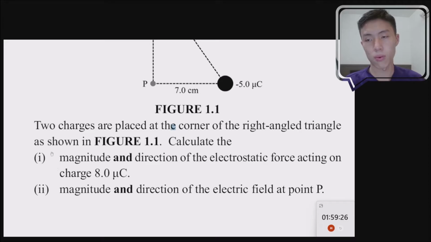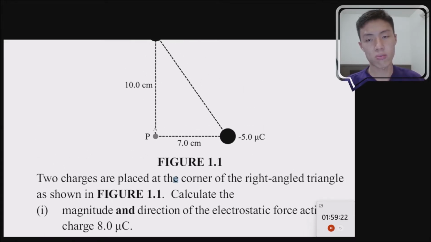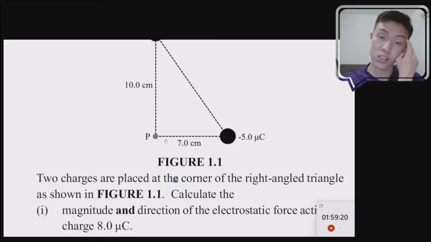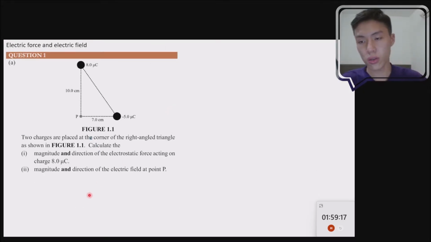That's question number 1. Question number 2, the magnitude and direction of the electric field at point P. So this position, what is its electric field? So there are two questions that we need to determine. Let's determine the first one first. So for the first question, we are asked to determine force.